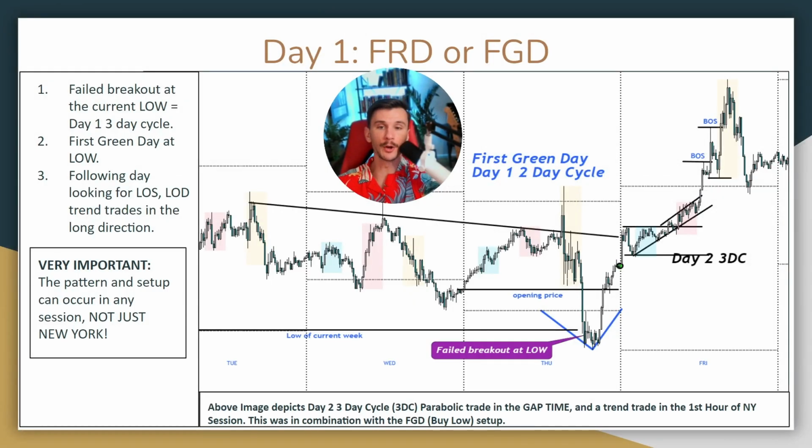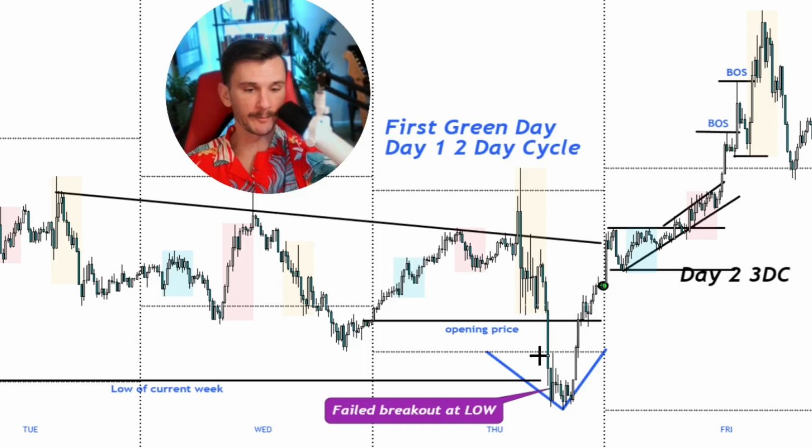The first scenario being, after you get a day 1 of the 3-day cycle coming into day 2, did I have a signal day? So for example, we have a day where they have broken out at the low of the current week, and then that breakout has failed, pulling back up into the range. Day 1 of the 3-day cycle. If you're confused about finding day 1, watch my previous video. It's called something along the lines of finding day 1.